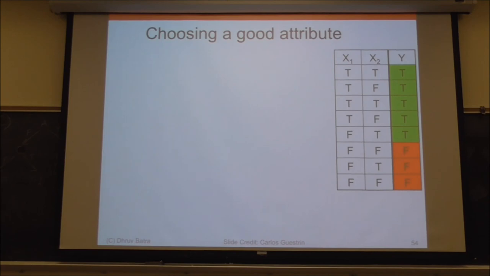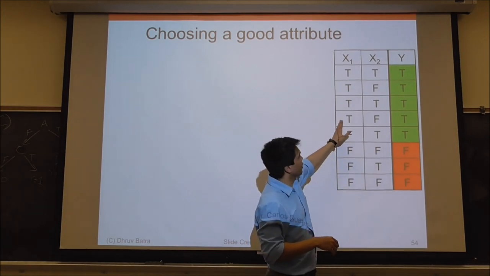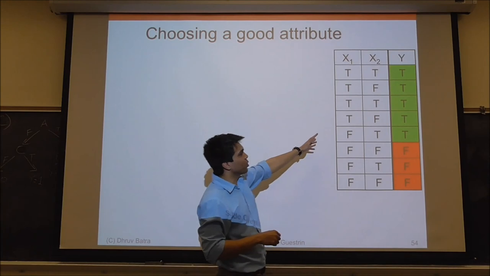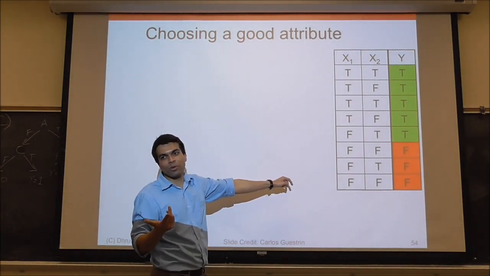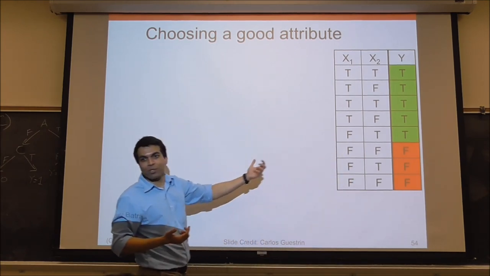Here's a simple data set that illustrates that concept. You have x1 and x2, and you have y. The features are binary, and the class labels are also binary. So we have only one choice to make: pick either x1 first or x2 first. That's the only choice you get to make. What do people think? Which one should you branch on?